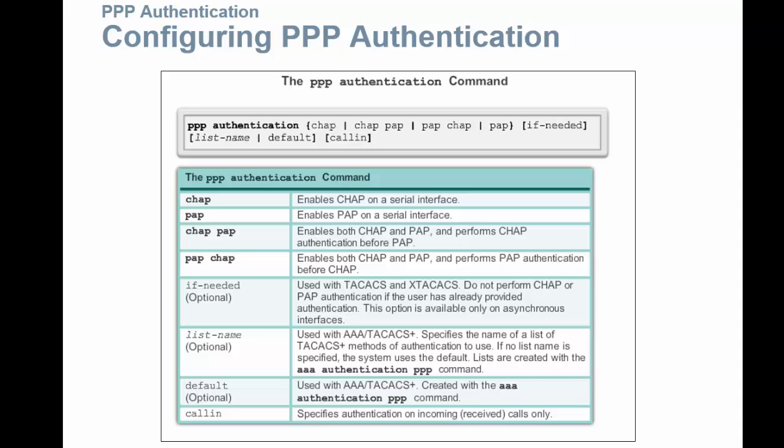Either PAP or CHAP or both can be enabled. If both methods are enabled, the first method specified is requested during link negotiation. If the peer suggests using the second method or simply refuses the first method, the second method should be tried. Some remote devices support CHAP only, and some support only PAP. The order in which you specify the methods is based on your concerns about security.